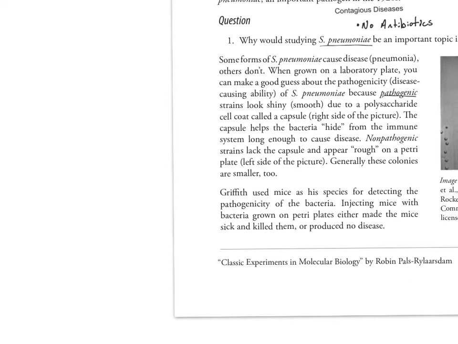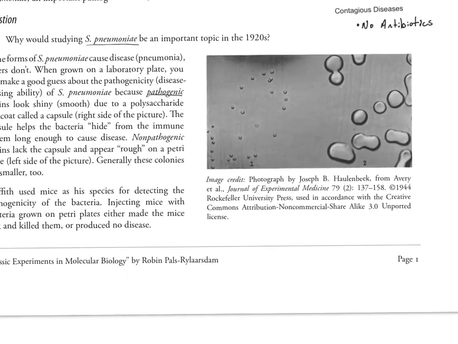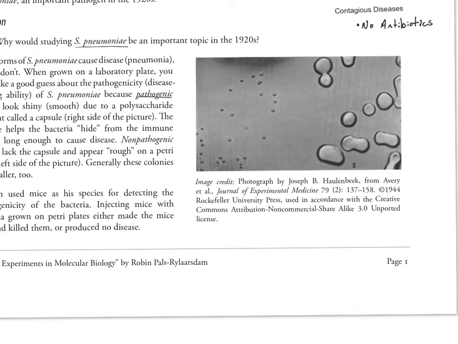So there's a colony that looks smooth and shiny, and then you have a colony that's smaller and looks rough. And actually, there's no reason I should draw it, because here's a picture of them. Here's the smooth, disease-causing colony, and here you have the smaller, rough-looking bacterial colonies underneath the microscope. The smooth one causes disease, and the rough one doesn't.